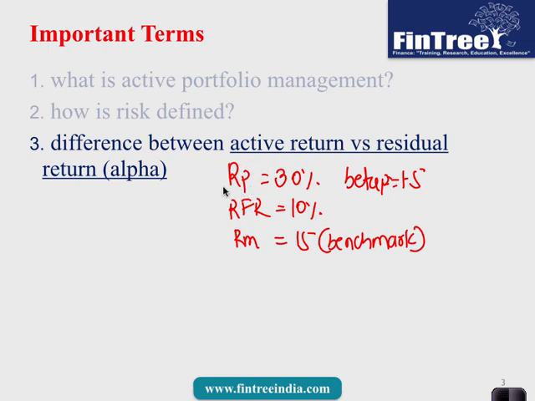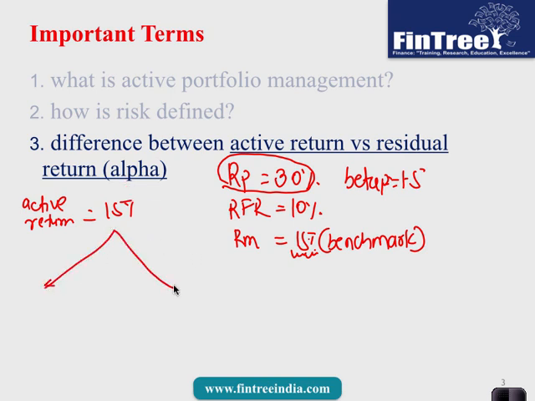that a manager has been able to generate a return of 30%, whereas the benchmark, which was the market in this case, was able to generate a return of 15%. That means the excess return that the manager has been able to generate is how much? 30 minus 15, it is 15%. This excess return over and above the benchmark is called active return. But then we can diagnose further in terms of how we have been able to earn that active return. So we will divide that into two parts.